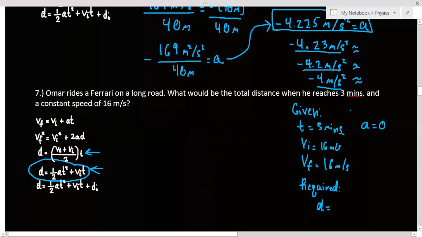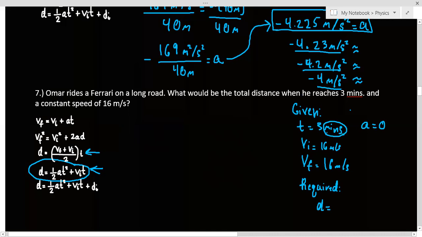You have an initial velocity in meters per second. Sorry, meter per second. Then you have S, which stands for seconds. You know that seconds is a unit of time, right? But as you can see here, the given time is in minutes. So both of them should match.